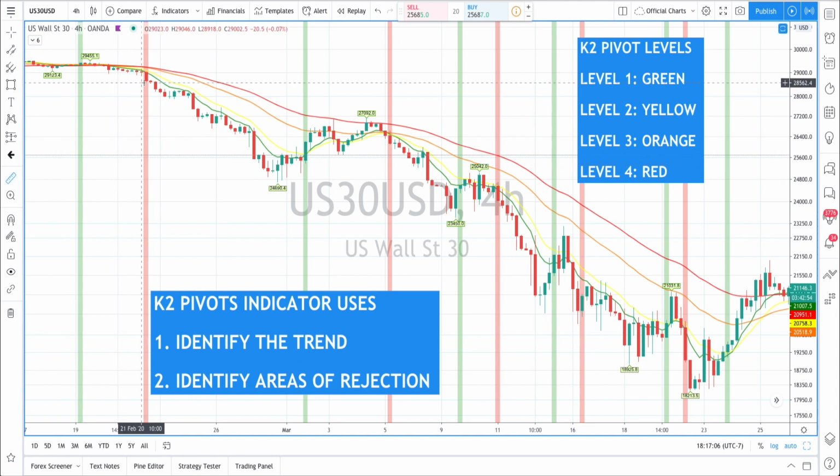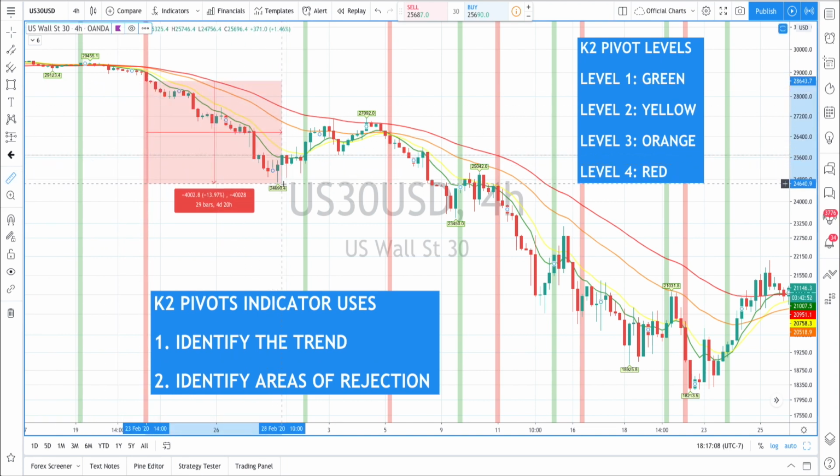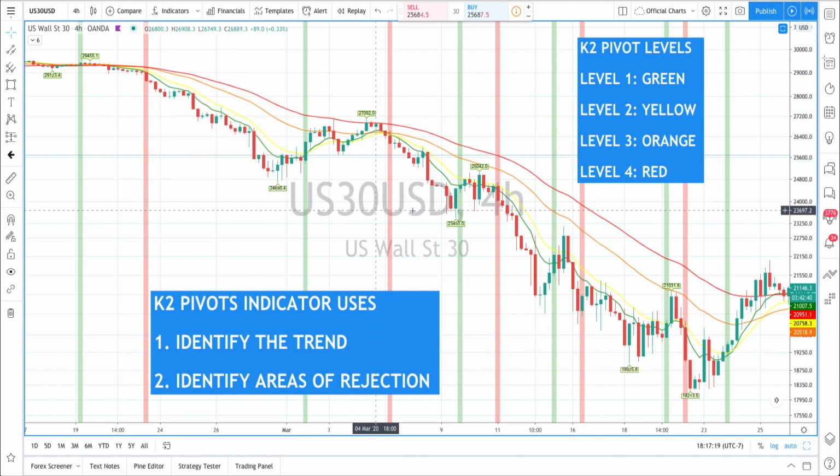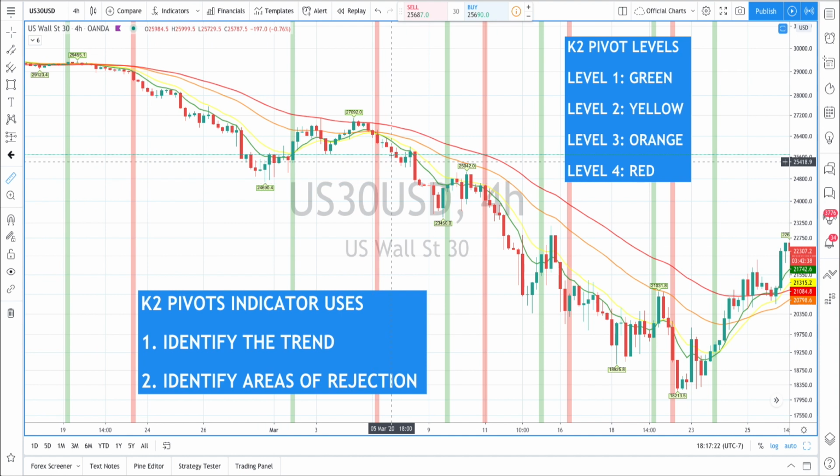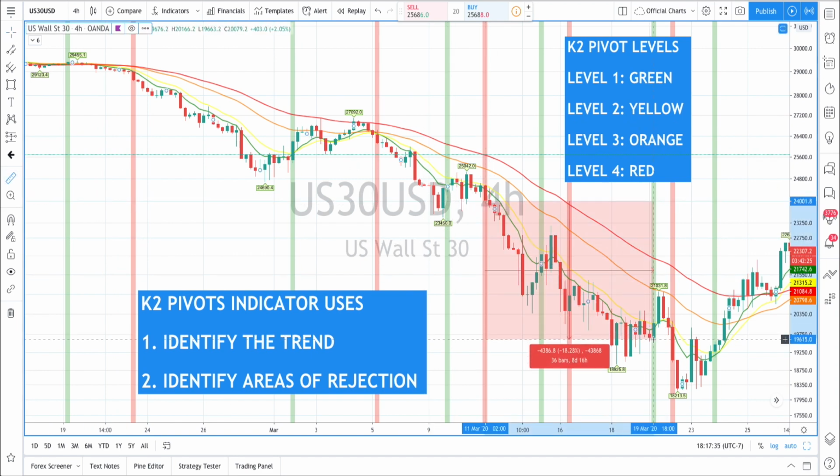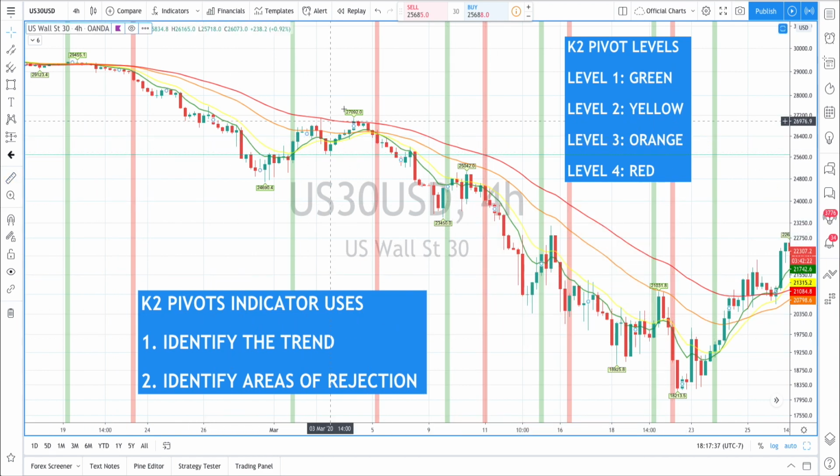If you took these trades right here, you could have made about, this is US30, so obviously they're measured by micro pips. If you're measuring them by micro pips, that's about 40,000 pips. Normal pips would be about 4,000 pips. Again, right here, you can see price rejects off this area over here, the level 4 pivot. And if you roll this all the way down here, another 20,000 pips, or 2,000 pips as standard pips. Again, right here, another rejection. And as you can see, it's pretty easy to use.